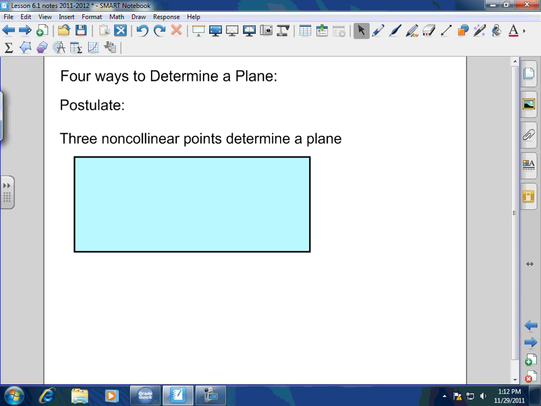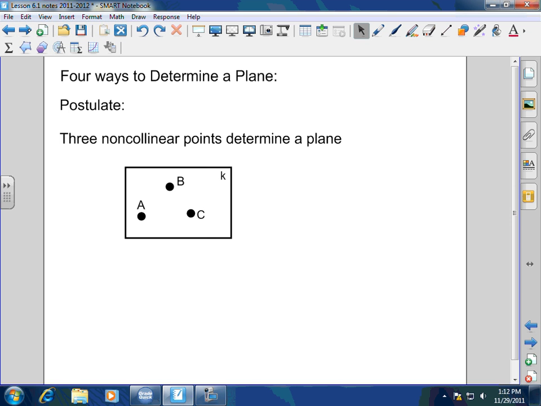There are 4 ways to determine a plane. The first one states that 3 non-collinear points determine a plane. So the question that was just asked, can't A, D, and C create a plane? Yes, they can. But it wouldn't be either of the ones that you saw on the board. It would be a new plane that was created. So any 3 non-collinear points determine a plane. All right?